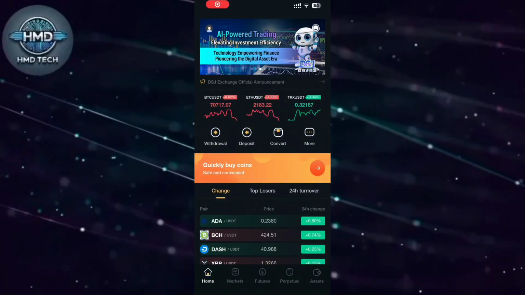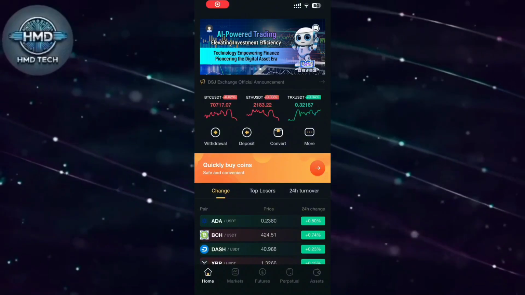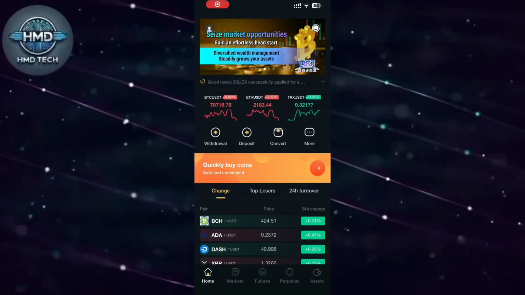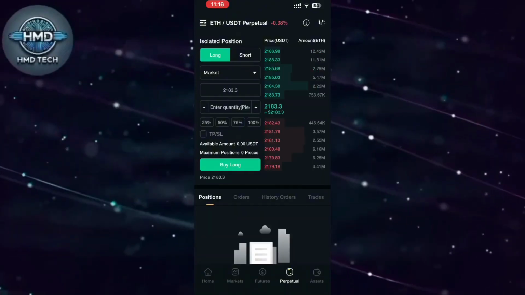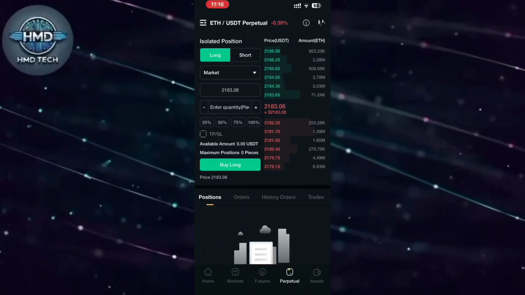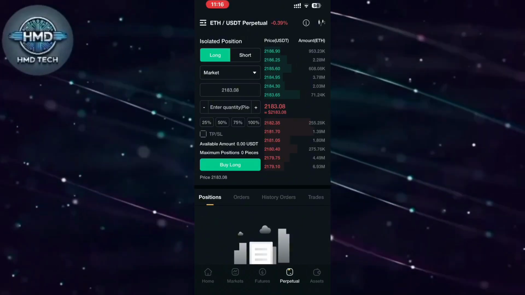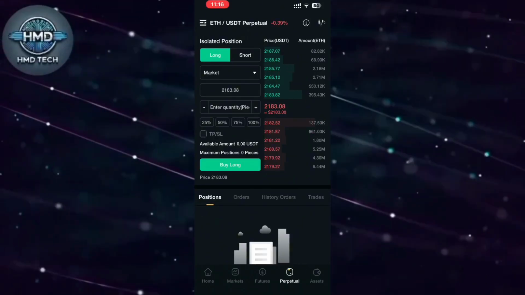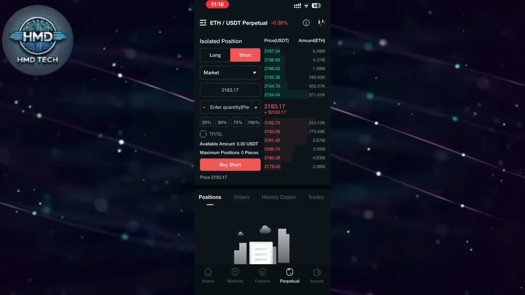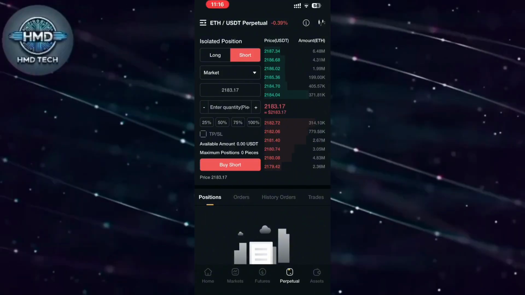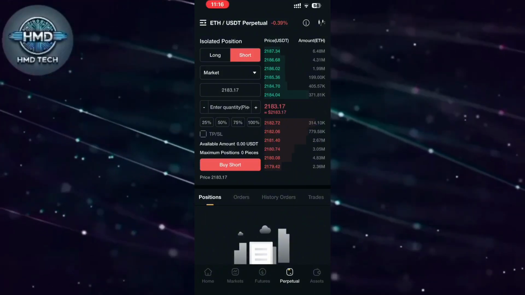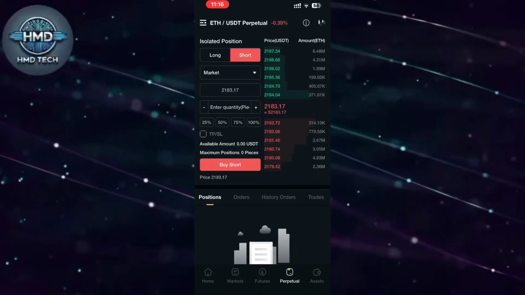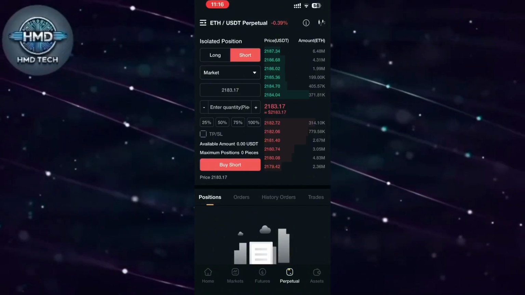First, open the DSJ app and log into your account. Then tap Perpetual. This is where advanced trading happens. You're trading contracts, not just buying crypto. On the trading screen, you'll see long or short. Then tap Short. What this means is you are predicting the price will go down. If price drops, then profit, but if price rises, then loss.